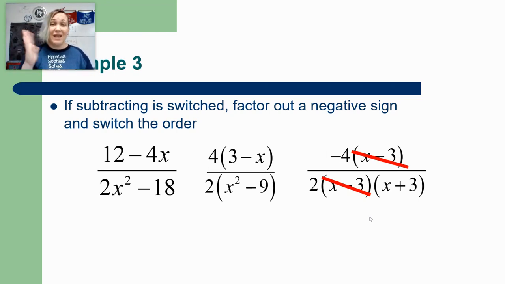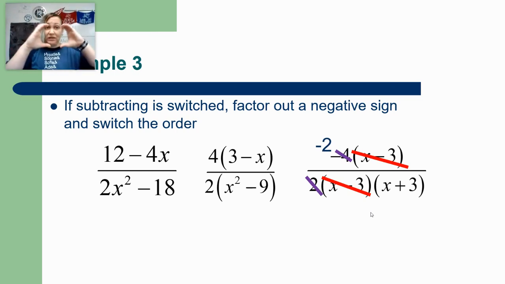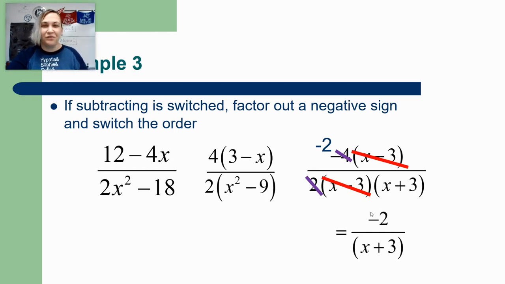So I'm going to look and say, hey, I have a 4 and a 2. 4 is divisible by 2, so I can simplify that. Now, again, you can only do that if it's not within a parentheses. It has to be a GCF that you factored out to the front, or it has to be part of a monomial, not part of a polynomial. For my final answer, I have a negative 2 on top of my fraction, and I have an x plus 3 on the bottom of the fraction.